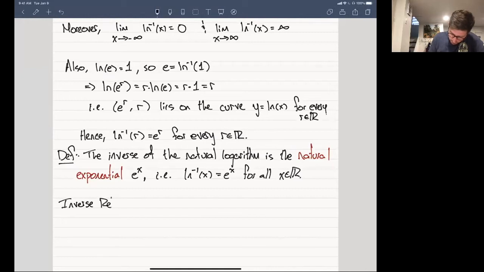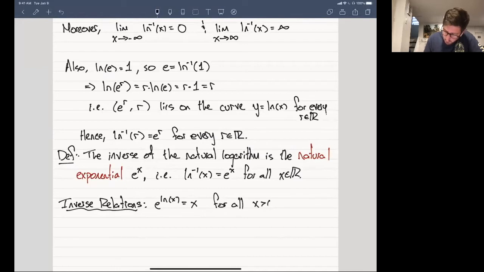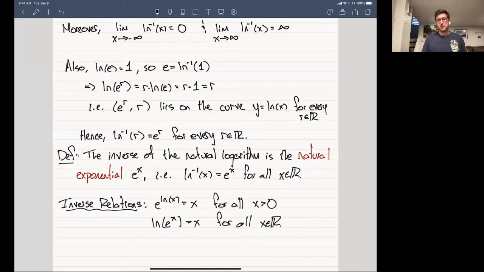we have the following. These are just definitions of inverse functions. We know that e to the power of ln of x is equal to x. And this is for all positive x, right? It has to be in the domain of the logarithm. And if you take the logarithm of e to the x, this is equal to x. And this has to be in the domain of e to the x, which is just all real numbers.